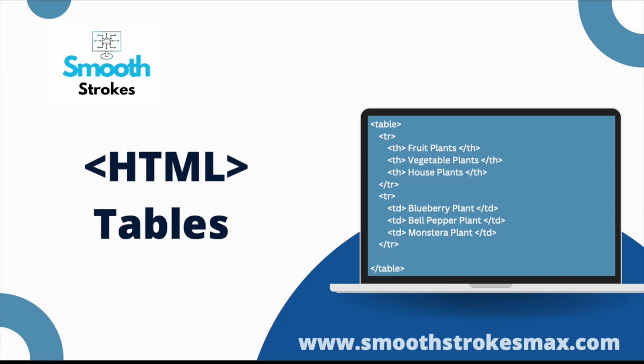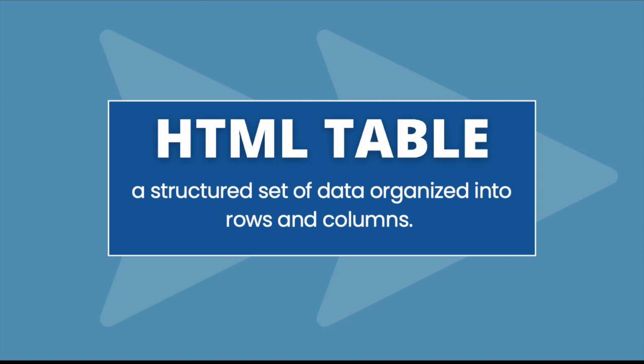So, let's get started. An HTML table is a structured set of data, organized into rows and columns. You might see tables used for things like schedules, pricing lists, or even to display statistics. The basic structure of a table in HTML involves a few key elements.